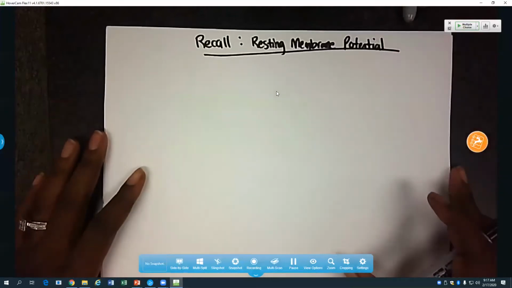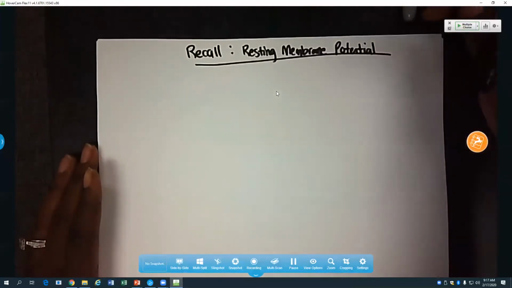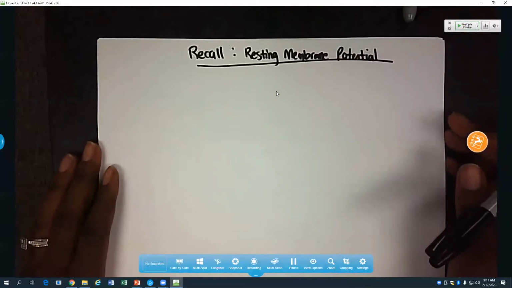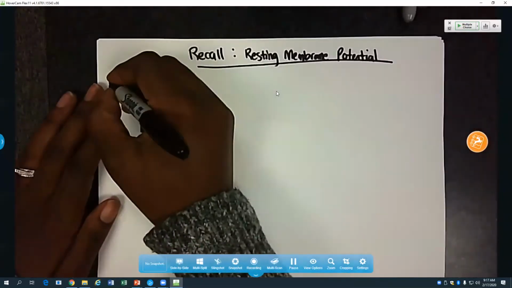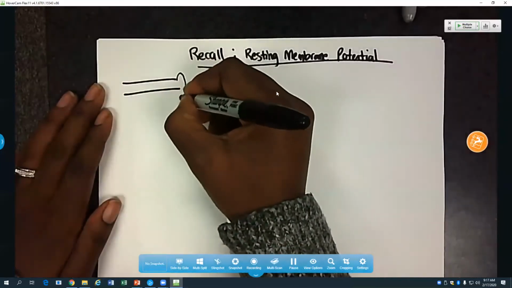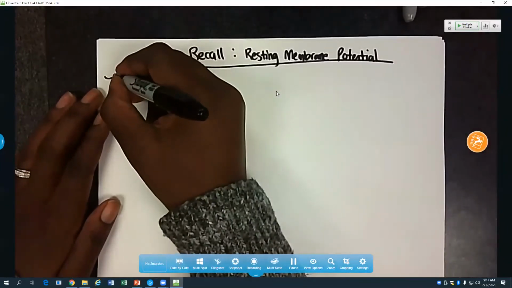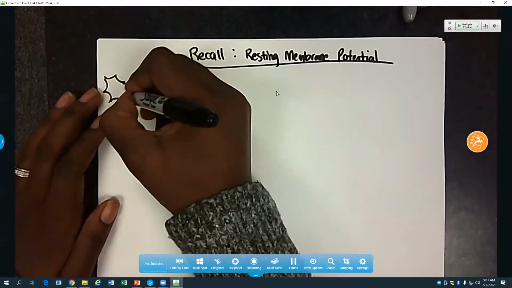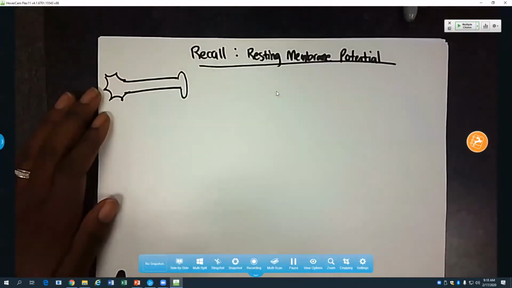Okay, so we're going to recall the events of the resting membrane potential very generally. And feel free to stop me if you have any questions. We're starting off by looking at this neuron. So this is our neuron here on the left.